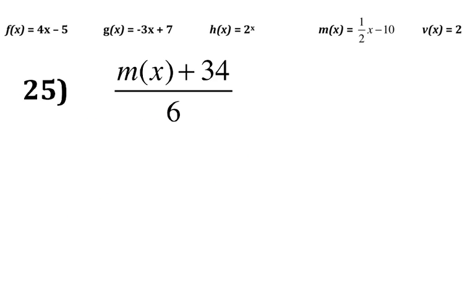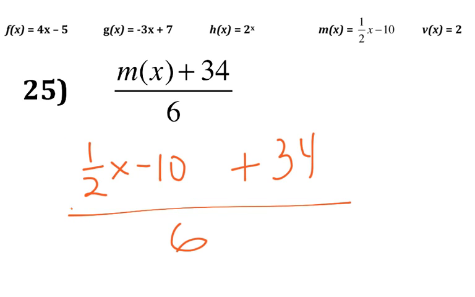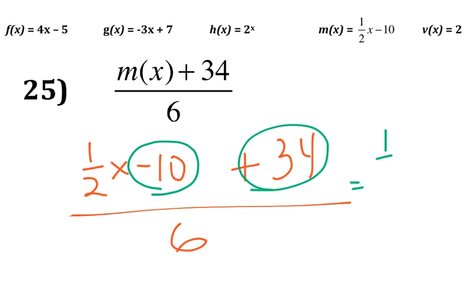Number 25, m of x plus 34 divided by 6. So we need to concentrate on one thing at a time. So the 1/2 x minus 10, there's nothing I can do with that. So I'm actually okay taking my parentheses off. So when I get that, I'm going to have these two like terms, -10 plus 34. So what I have is 1/2 x, -10 plus 34 is plus 24, and then divided by 6.